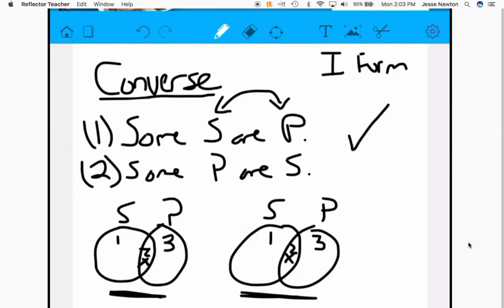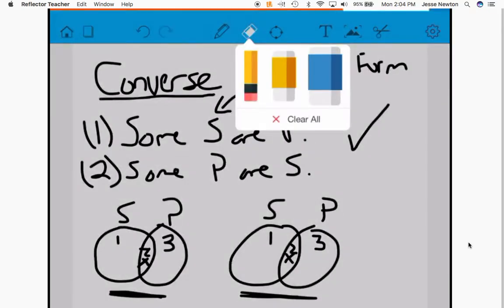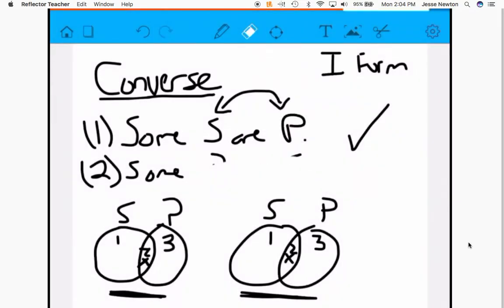And some of you may have known this already because you could probably just look at these and tell this is a pretty easy one. But we can use Venn diagrams here in order to prove that the converse is in fact logically equivalent. All right. Well, let's do another example.